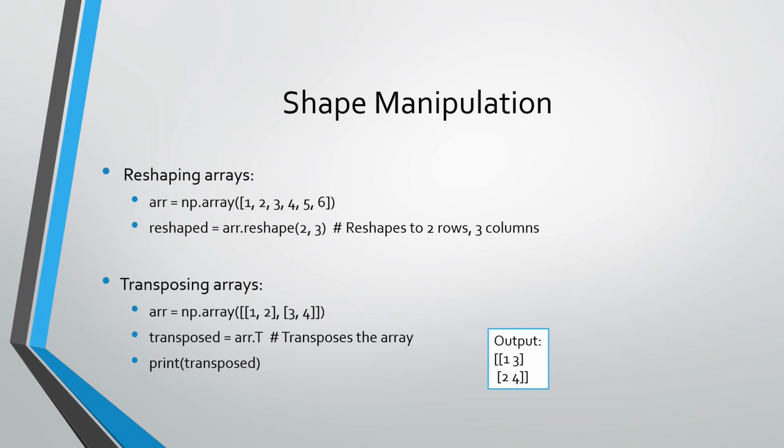In this function we are changing the size of the array to 2 cross 3, so 2 rows, 3 columns. Now we apply the transpose function, a matrix operation, to change rows into columns and columns into rows. So in the first row we have 1, 2, so it will become the first column, and in the second row we have 3, 4, it will become the second column. So array dot T will generate the transposed array.